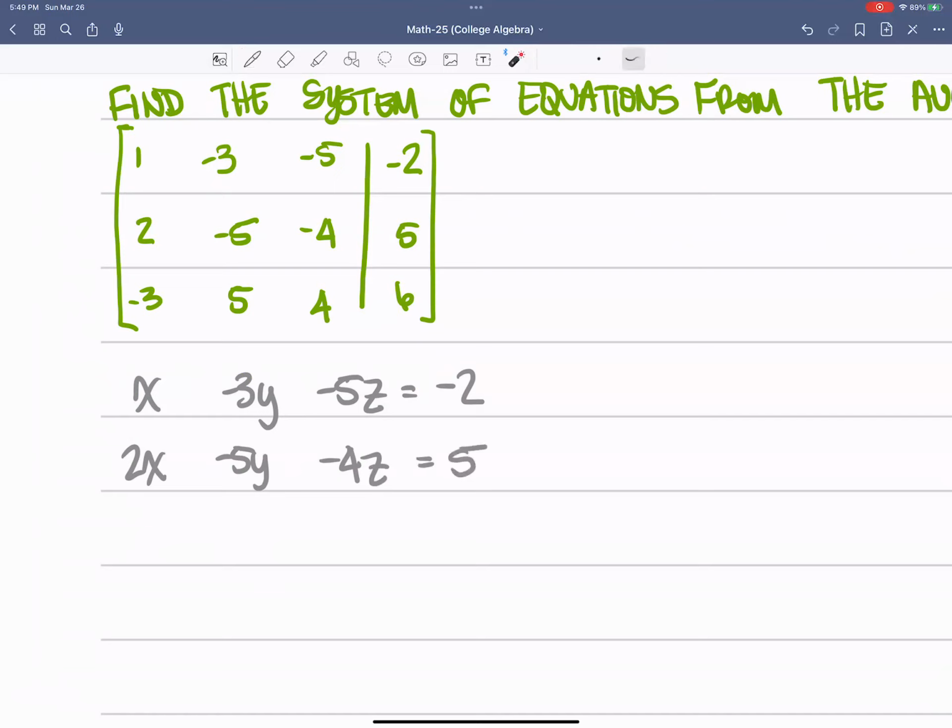And this last one, now that we're kind of experts on this, we have our x, y, z coefficient, and then our constant. So this is -3x plus 5y plus 4z equals 6. And there we go. We have our system of equations.